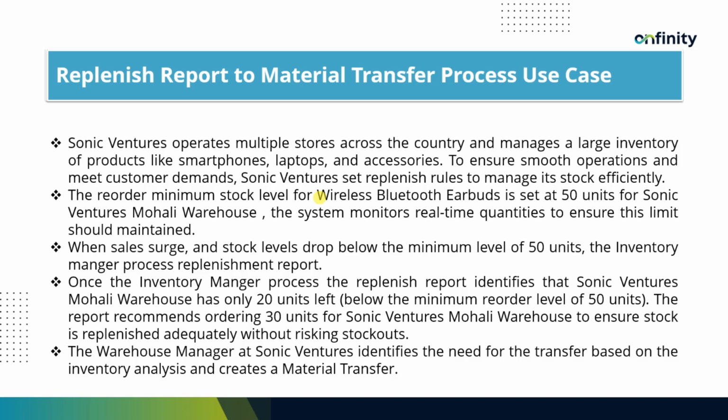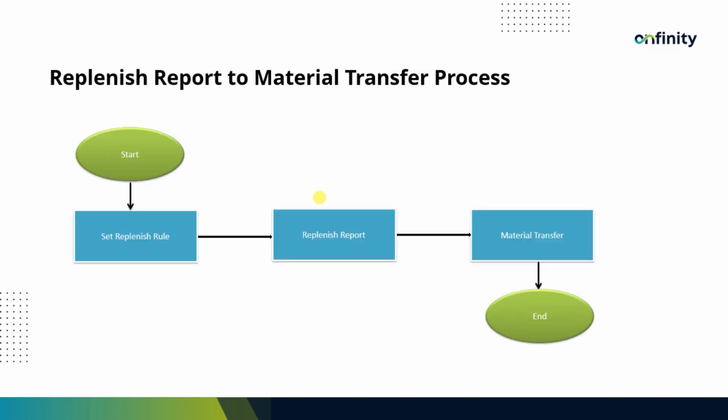at certain locations. Now, let's look at the replenish report to material transfer process flowchart. This flowchart illustrates how the replenish report to material transfer process proceeds in Onfinity. The process begins with setting up the replenishment rules. These rules define the minimum and maximum stock levels for each product at a given warehouse, ensuring that the system can monitor inventory against these thresholds in real time.